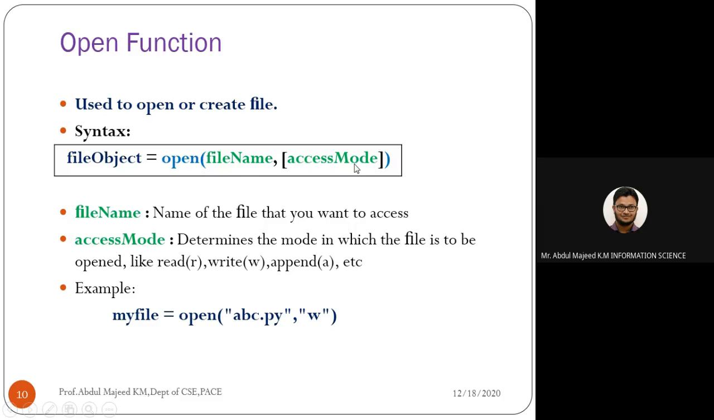Access mode means whether you are opening this file for reading, writing, or appending purpose. So you can have r for read, w for write, a for append. One example: my file is equal to open(abc.py, w). That means I want to open the abc.py file in write mode. Clear? So it's very simple in Python.